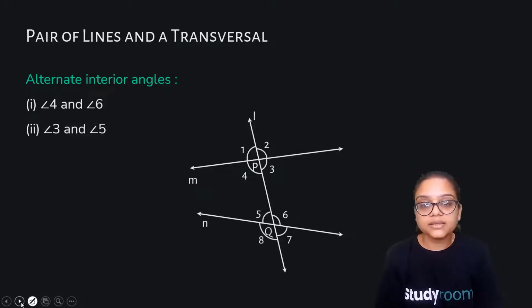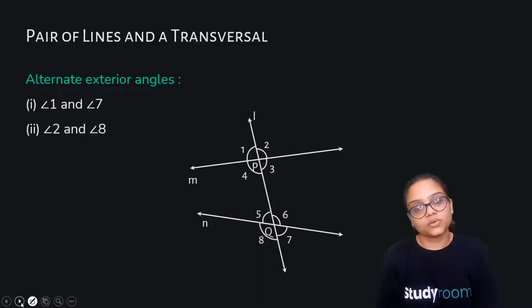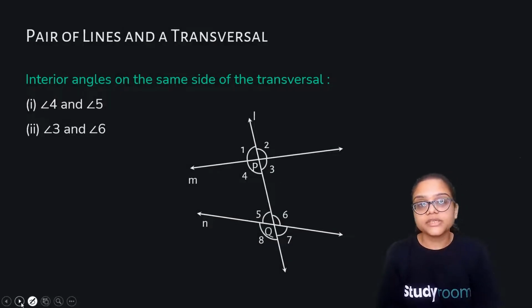Alternate interior angles. Alternate means on the opposite side, and the interior angles are only 4: so 4 and 6, and 3 and 5. Alternate exterior angles go the same way: 1 and 7, and 2 and 8. Interior angles on the same side of the transversal: 4 and 5, and 3 and 6.